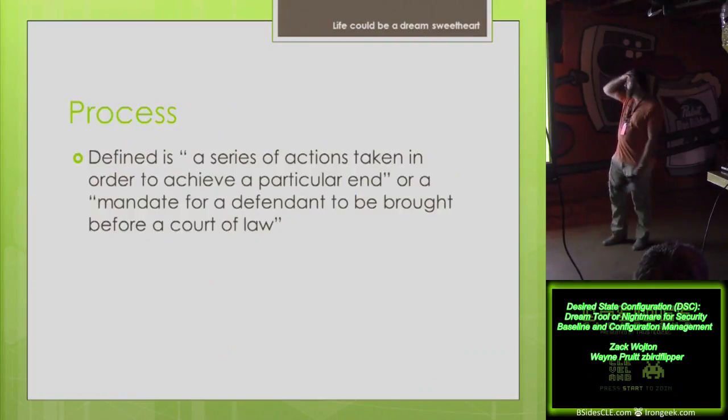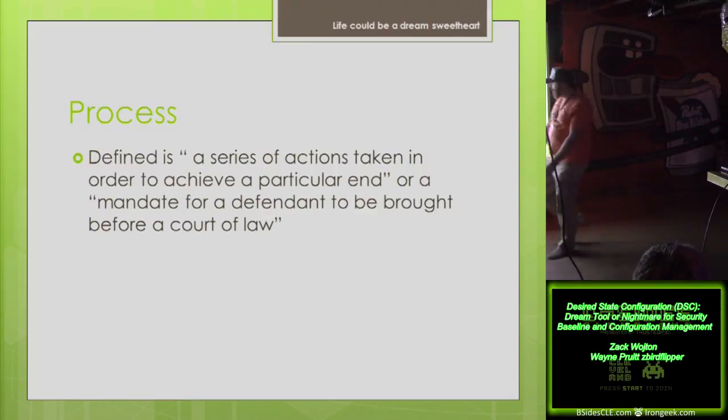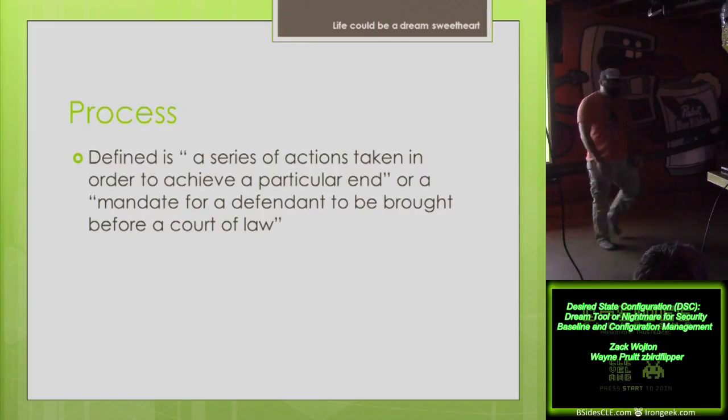Let's go. Process. That's the definition of it, right? A series of actions. A mandate. Court of law. This is what I love. A lot of people forget that. Your right to due process, right? But if you think about what you do every day, it involves people. You have to do something, so you have to sit there and think about how you're going to do it. What's the process I'm going to use? So you get a new technology, DSC, it's hot, right? I could tell a million machines how to be, where to be, whatever.